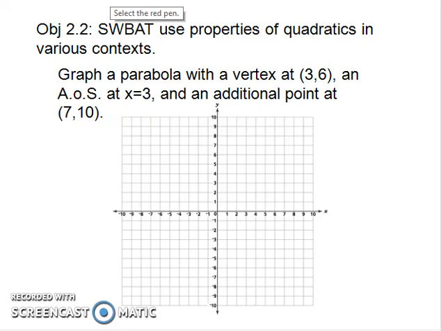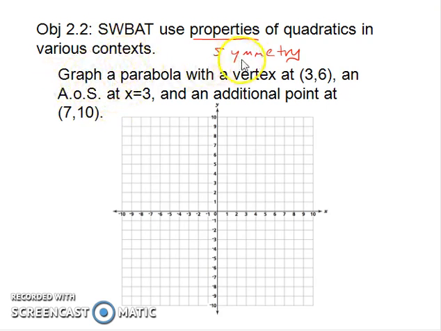Alright, so this video is going to go through the objective of using properties of quadratics in various contexts. And that's a pretty vague objective, just so you know what we're going to be doing today. The property that we are talking about is going to be symmetry, the idea that each half of a quadratic is the same on either side, mirror image. And the context we're going to be doing in this video is just graphing. So there will be others, of course, but for now, this will be it.